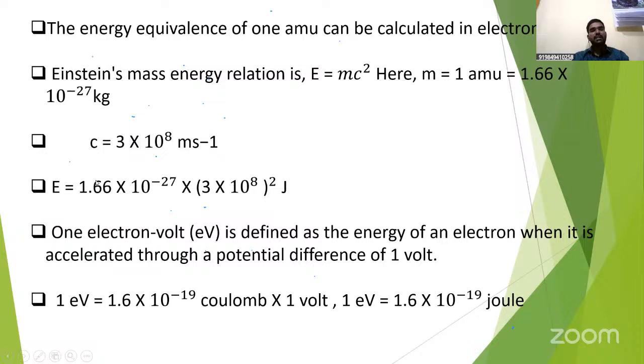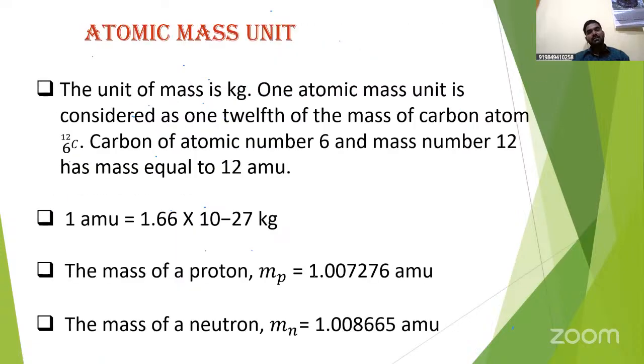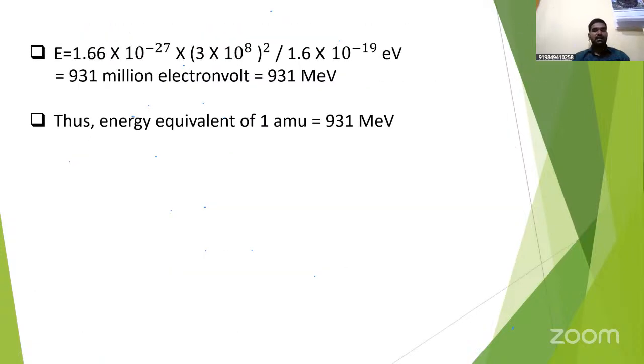From this, we will find the energy of the nucleus. E is equal to mc square. We know m is equal to 1 atomic mass unit, and c is the velocity of light. You substitute the velocity of light, and you will get the energy value, that is 931 mega electron volts. How much? The energy of the nucleus is 931 mega electron volt.